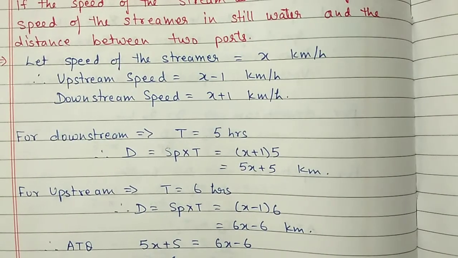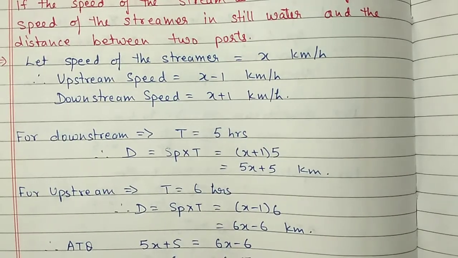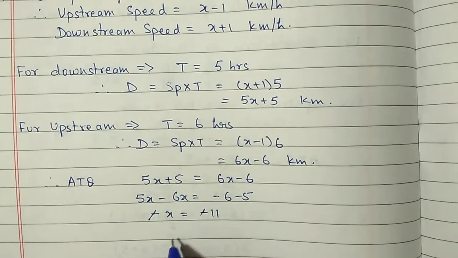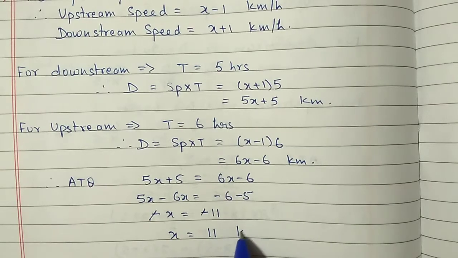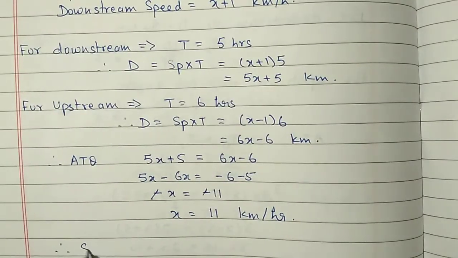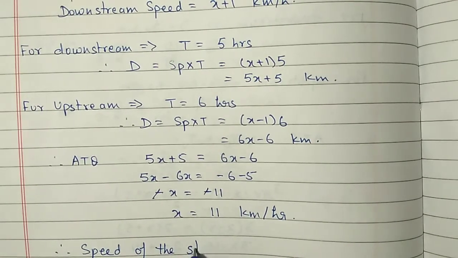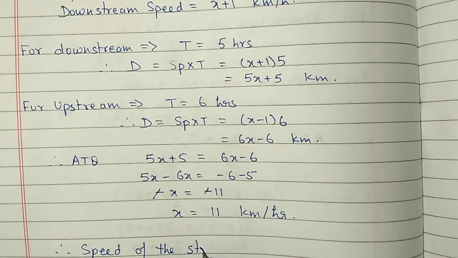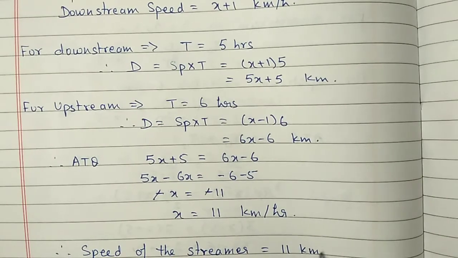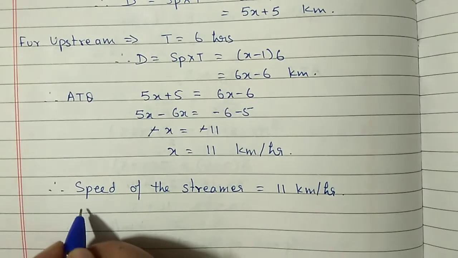5x minus 6x is equal to minus 6 minus 5. Minus x is equal to minus 11. Minus to minus we can cancel, so x is equal to 11 kilometer per hour. Therefore speed of the steamer is 11 kilometer per hour. And we have to find out the distance also between two ports.